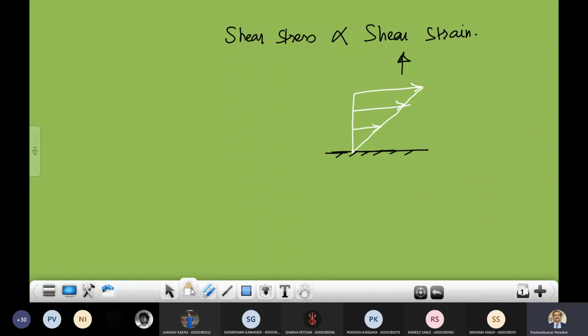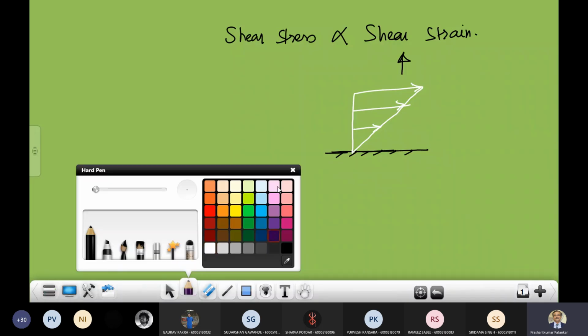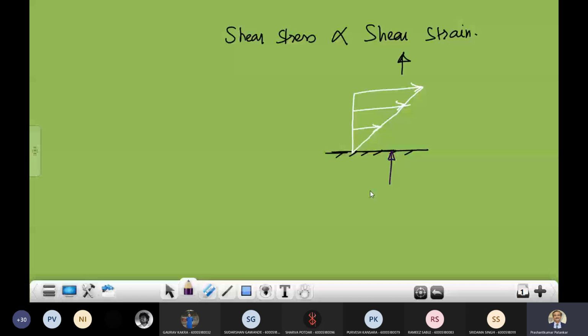So in front of you right now, what I have shown is some fixed surface, some fixed boundary, and over that I have drawn three horizontal lines in white color, over which I have shown three arrows pointing towards the right side. Basically with the help of this figure, what I want to show are the different layers in any fluid which are flowing, sliding one over the other.